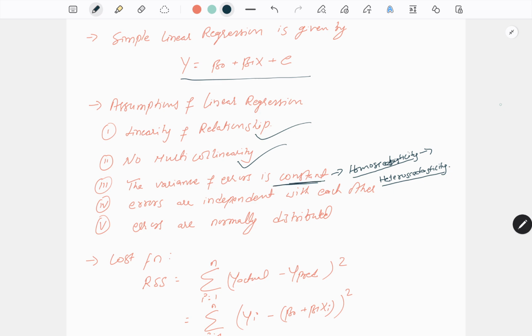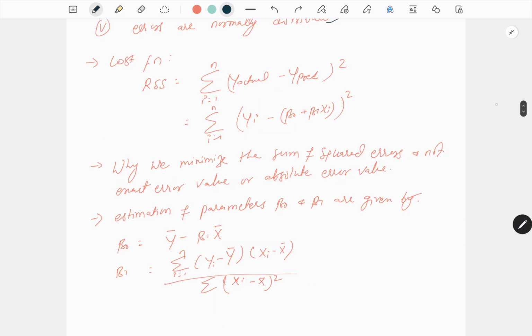The fourth assumption we discussed about the error term was that errors are independent of each other. Two or more errors are not correlated with each other. They are not in any way related to each other. The fifth was that errors are normally distributed. These were the assumptions that we discussed in, I think, the second video or so.